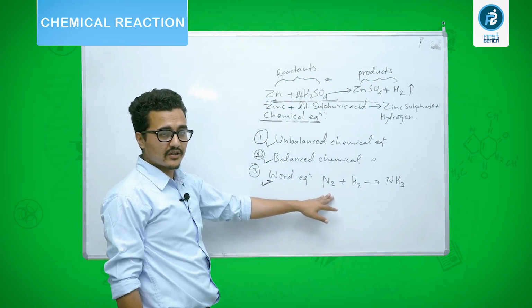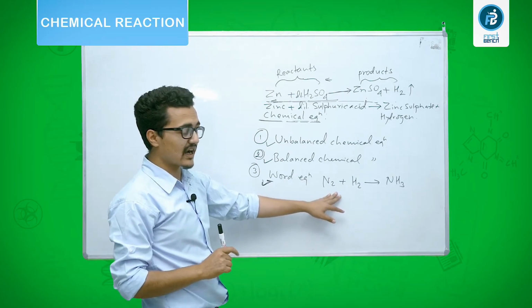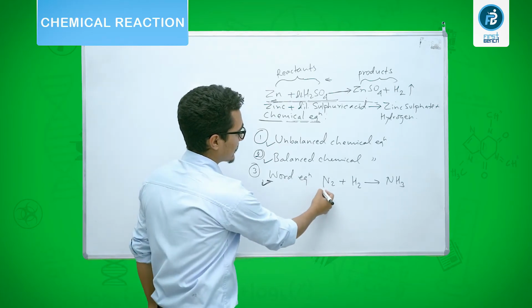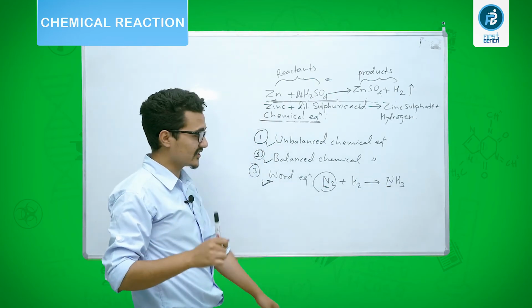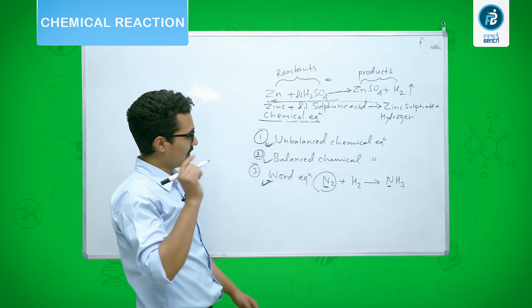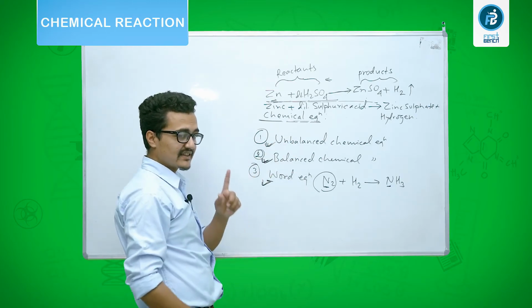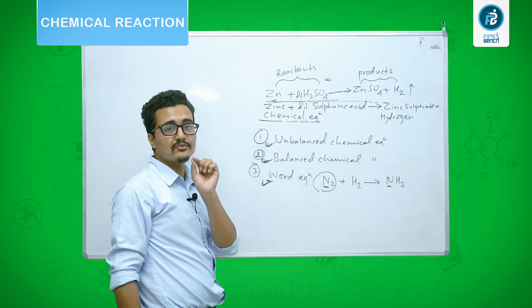You can see on the board, it is also another equation, but let's check whether it is balanced or not. How to know it is balanced or not? Nitrogen: there are 2 atoms here, only 1 there. Be sure it is unbalanced. This is an unbalanced chemical equation. Now, a balanced chemical equation is that equation in which both on the right side and left side, the atom numbers are equal.